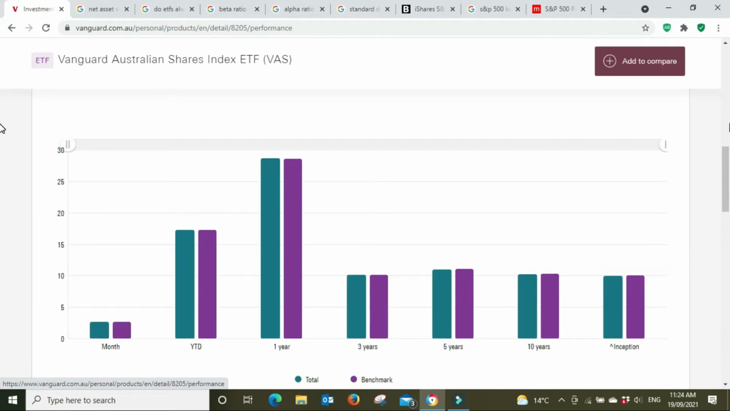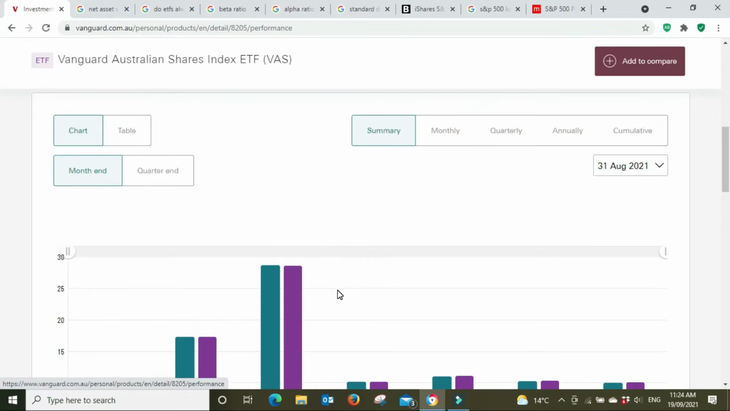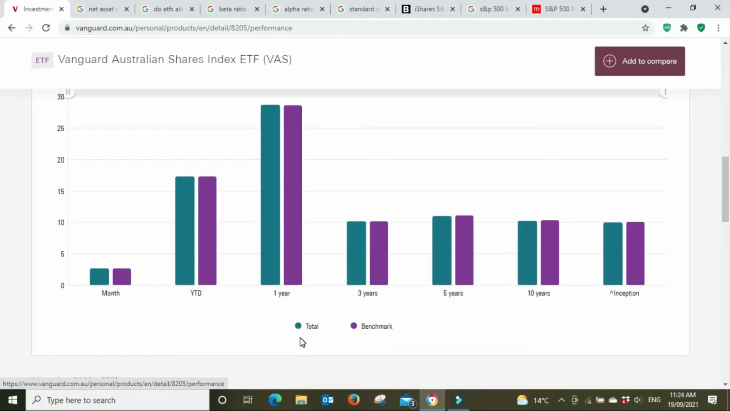Now here we're comparing the performance of VAS, the index itself, to the benchmark ASX 300. Because all VAS does is basically seek to replicate the ASX 300. It's pretty close, but it's not exact. But you can see here, yeah, it's pretty close. Over the year to date, year, 3 years, it's pretty close.